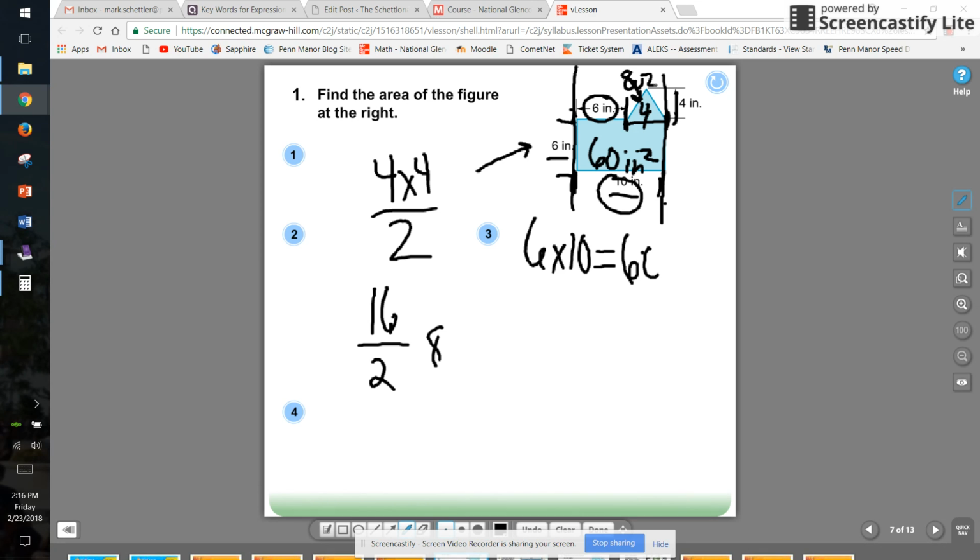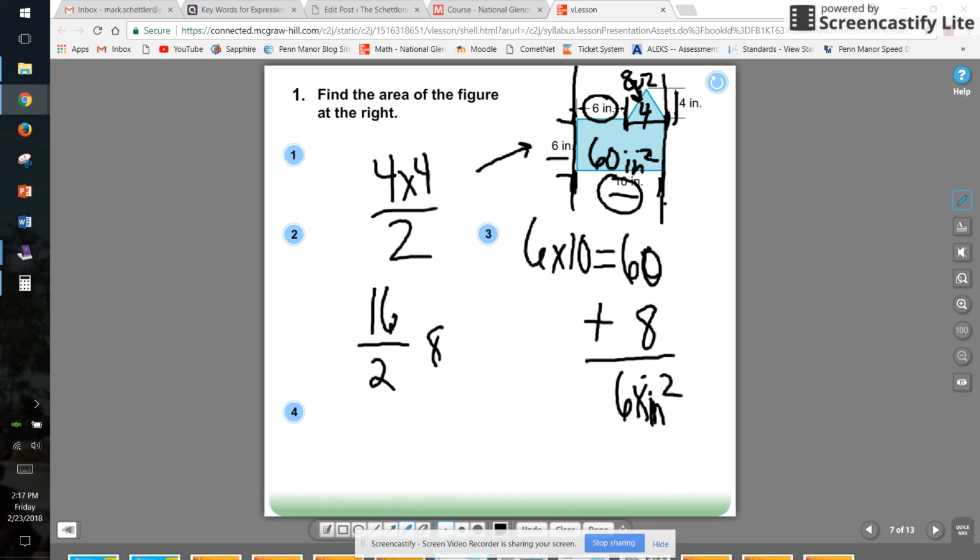Now, not quite done yet. I take the original 60 inches squared from the rectangle, and I'm going to add the 8 inches squared from the triangle, and I get 68 inches squared. That's how you do a composite figure.